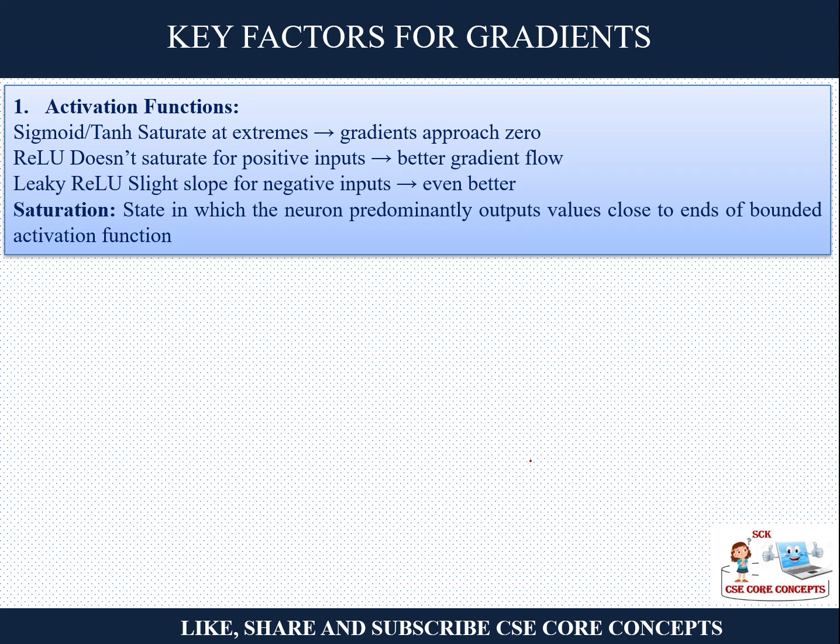So who are the key factors which will control these gradients? The first is the activation function. Sigmoid, tanh, they saturate at extremes. Gradients approach 0. ReLU does not saturate for positive values, but ReLU has an issue with the negative, right? It will become 0. So the gradient flow is better in the ReLU function. Leaky ReLU, with a slight slope for negative, is even better.